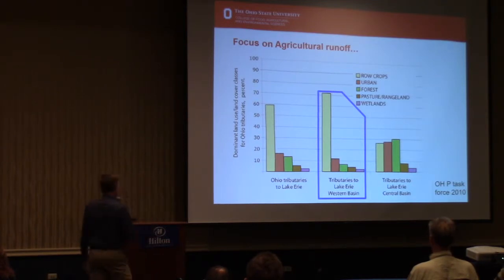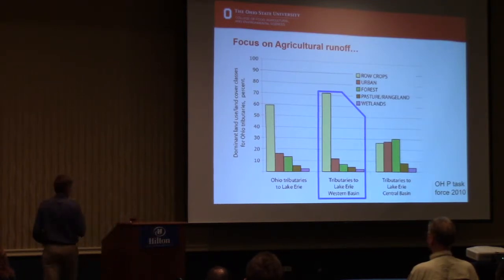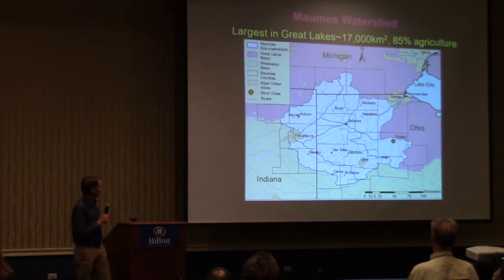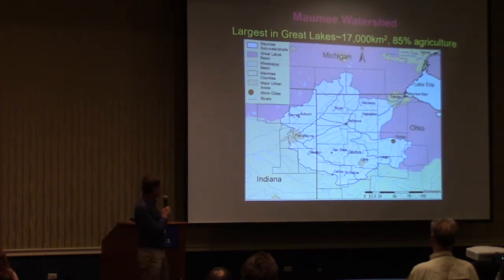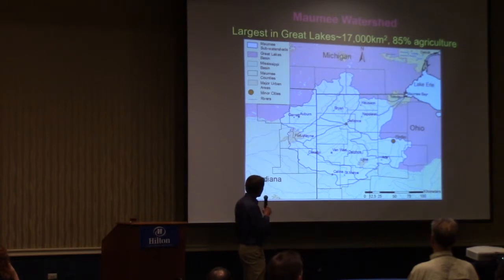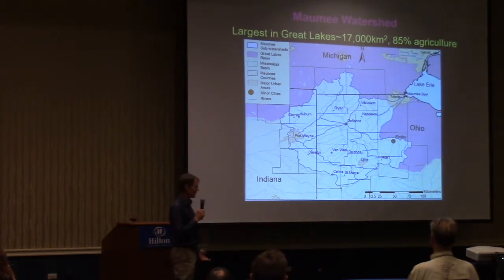So it's not only the coverage, but we also have data that show where the phosphorus is coming from and things like that. So we're working mostly with the agricultural community and farmers to try to reduce the amount of phosphorus coming into the lake. And a good example is the Maumee Watershed, which is highlighted here in white. In the Maumee, if you look up in the upper right here, it's actually 85% agriculture.